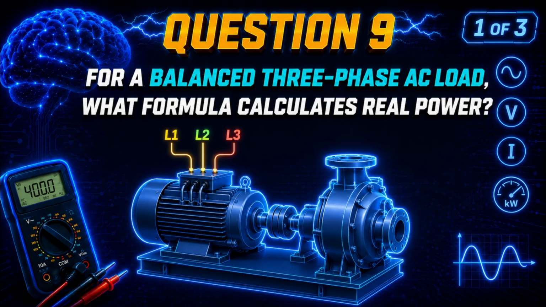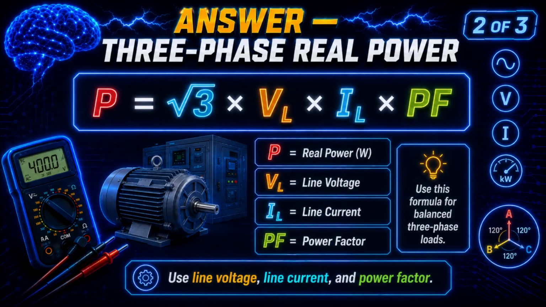Now let's move to question number 9. For a balanced three-phase AC load, what formula do we use to calculate real power? Think about which values are needed in a three-phase system. The answer is P equals root 3 times line voltage times line current times power factor. So, P equals square root 3 times VL times IL times PF.